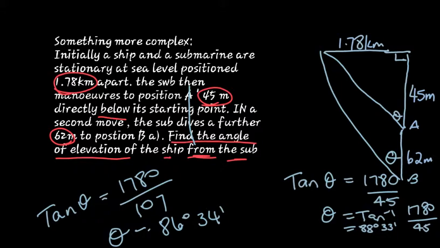And the third part of that question says, find the difference in the angles of elevation from the submarine to the ship when the submarine is at positions A and B. So that's just subtracting one from the other. 88.33 minus 86.33 is going to end up being 2 degrees. So the difference is 2 degrees.